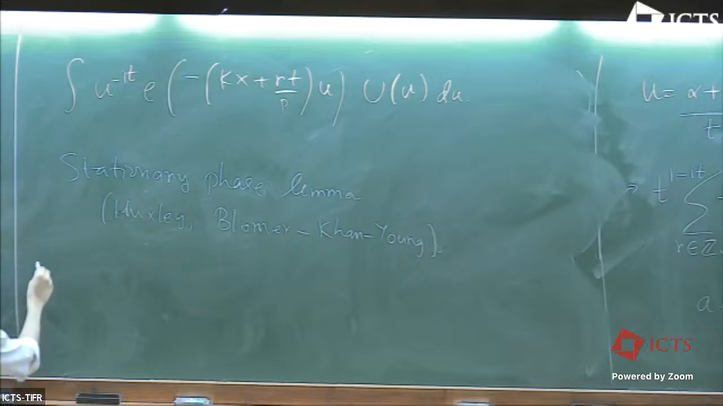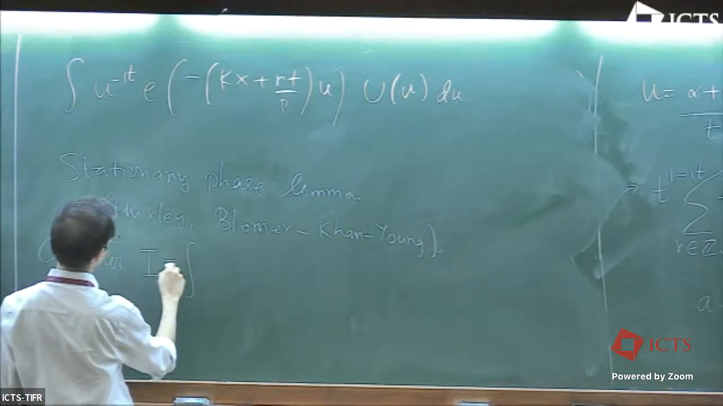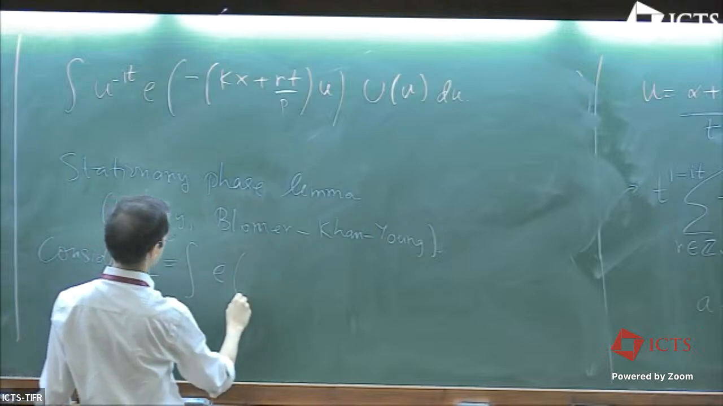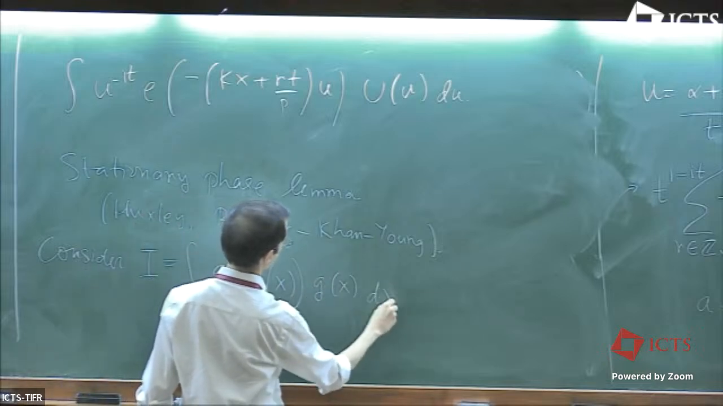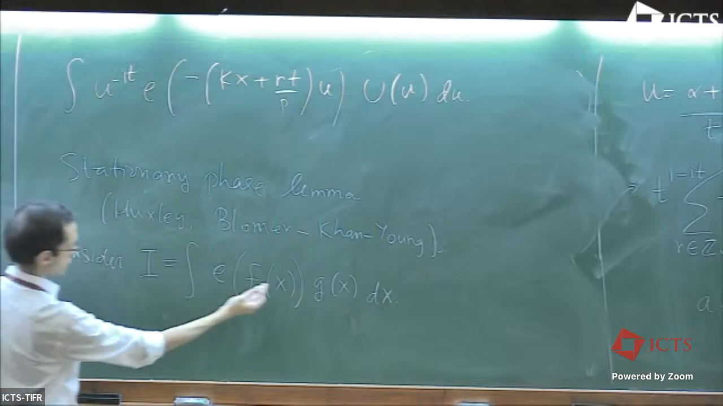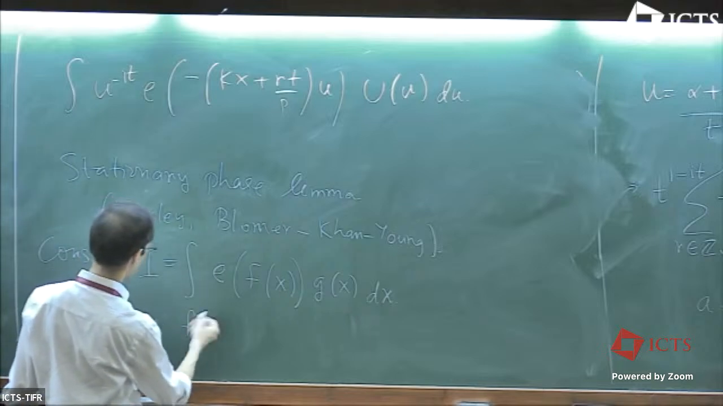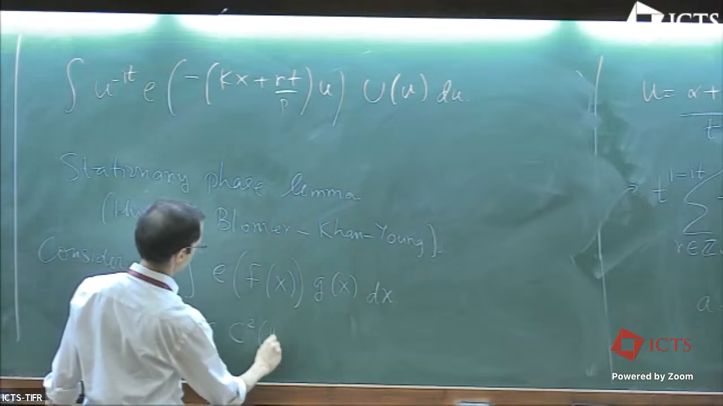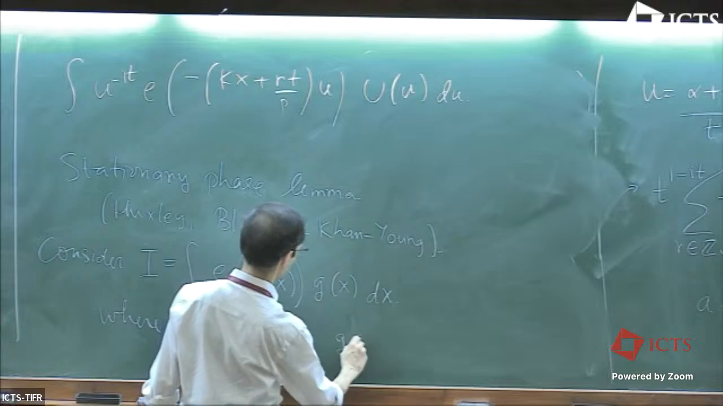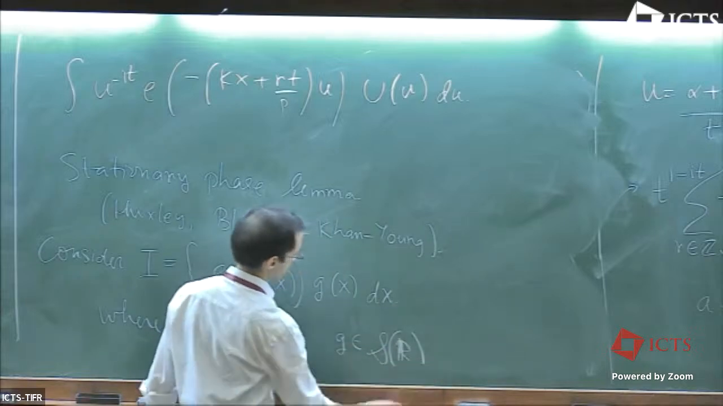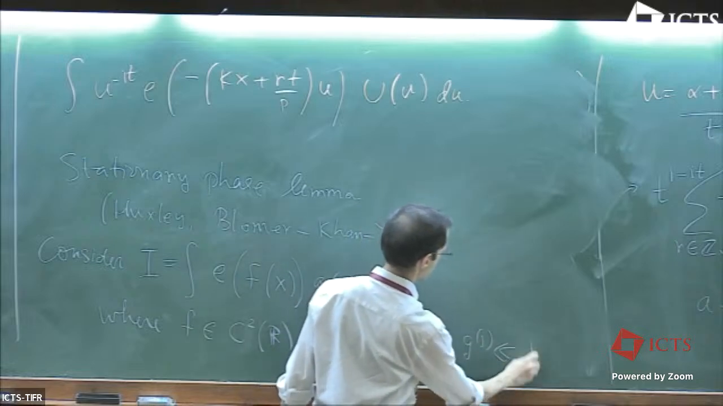So what we are going to do is consider an integral, let's say this integral is I, that looks like e to the 2 pi i f(x) g(x) dx, where f is at least twice continuously differentiable, and you have this function g, which is smooth. It's a Schwartz function. And let's say that the derivatives are nice. This is going to be good enough for heuristics.